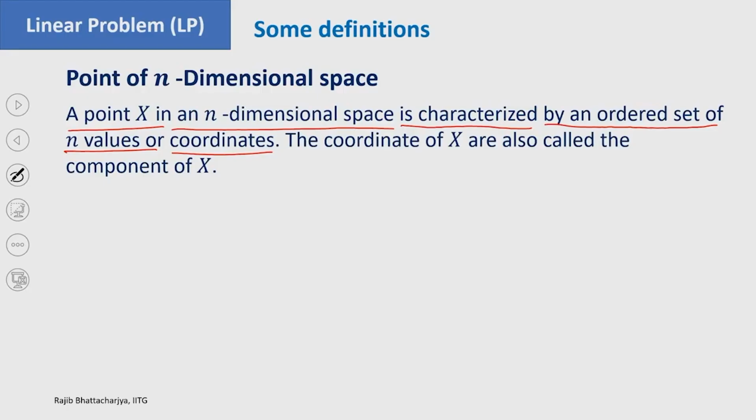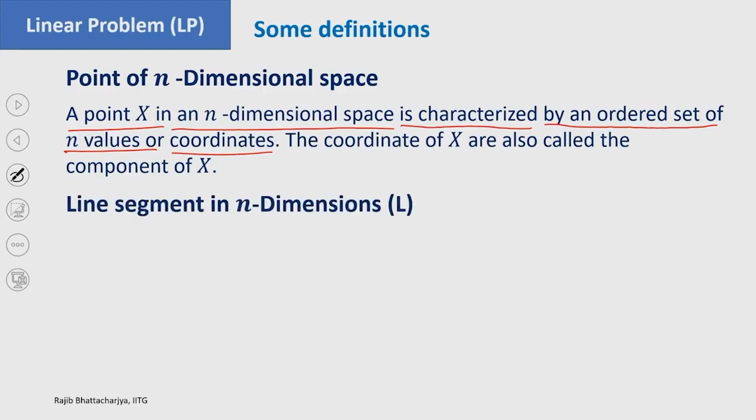So, what is a point of n dimensional space? A point x in an n dimensional space is characterized by an ordered set of n values, or I can say n coordinates. The coordinates of x are also called the components of x.